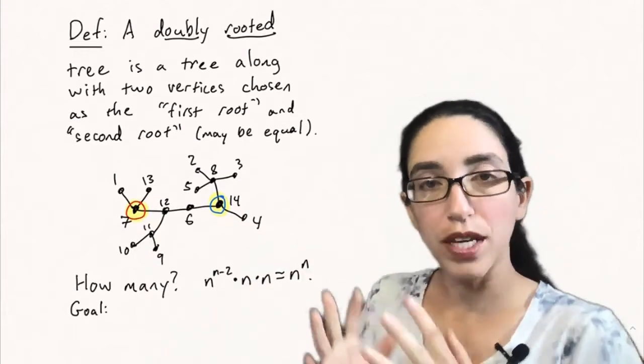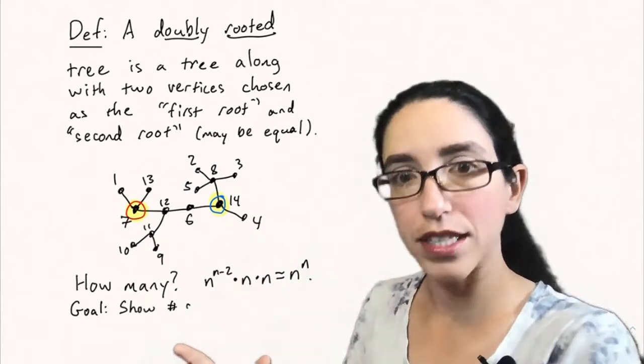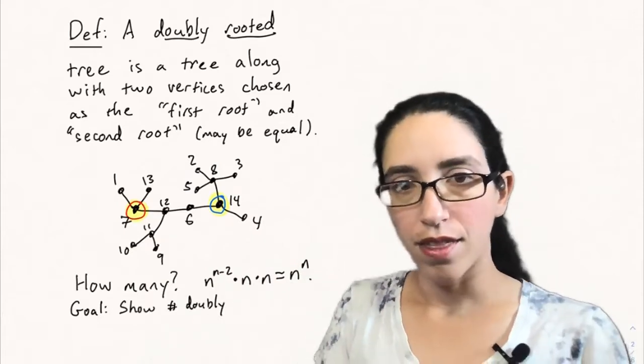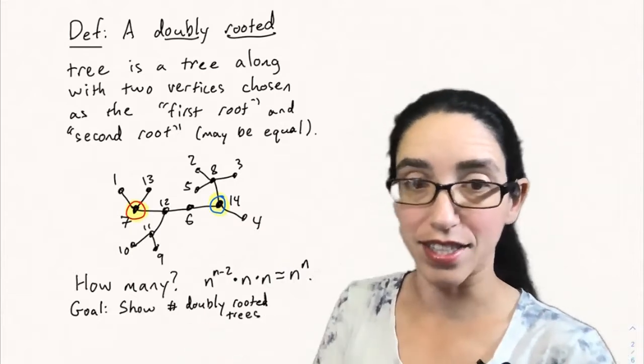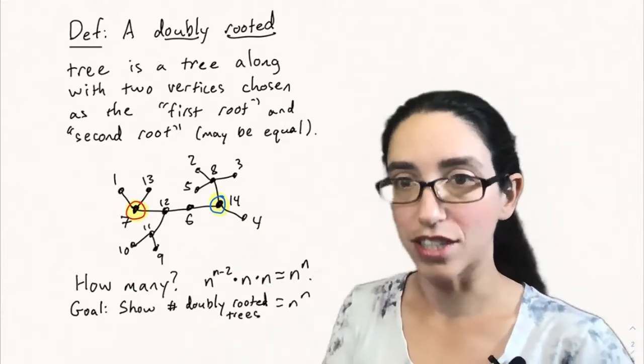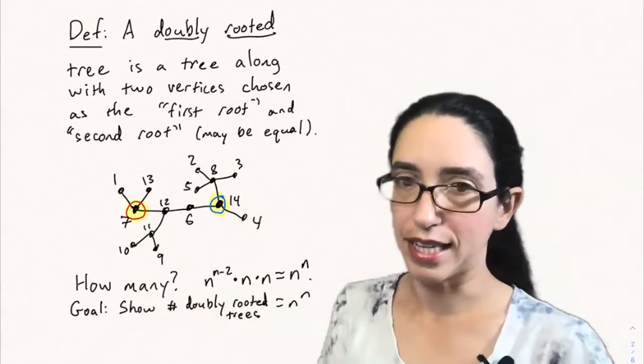We need to show, if we can prove that the number of doubly rooted trees on n labeled vertices is n to the n, then by dividing back by two n's, we can conclude that Cayley's theorem n to the n minus 2 is actually true. So this is our goal. Number of doubly rooted trees is n to the n.